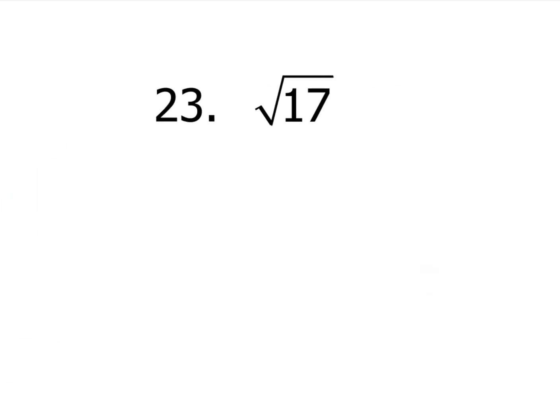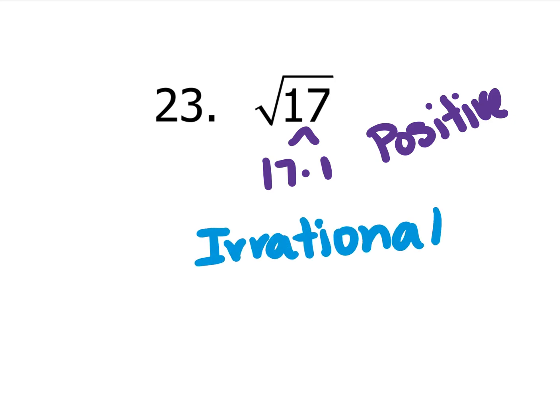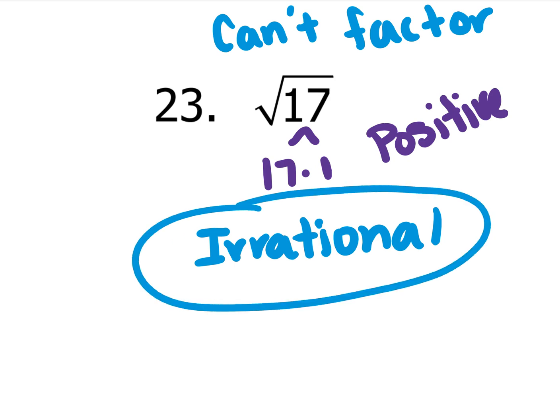Now your last one is 17. 17 is a prime number. So when I go to break it down, it can't break down to anything. It's just 17 times 1. This is still a real number because it's positive on the inside. So this is an example of what an irrational number is, okay? Because the square root is still there. I can't factor it, but it's different than the last one because it's positive. So I would pick the irrational option on my homework.